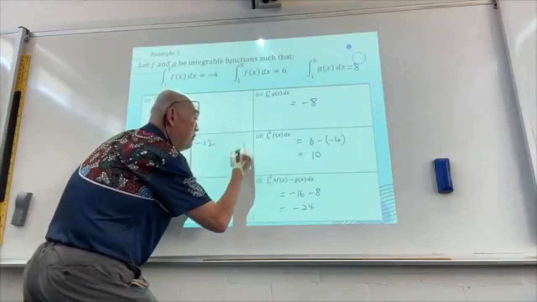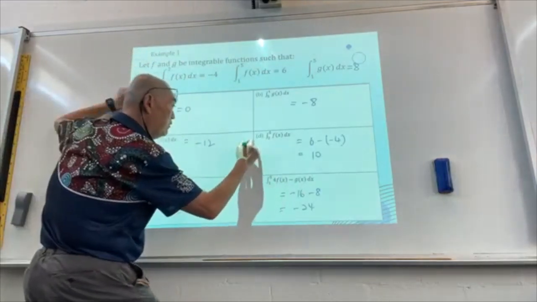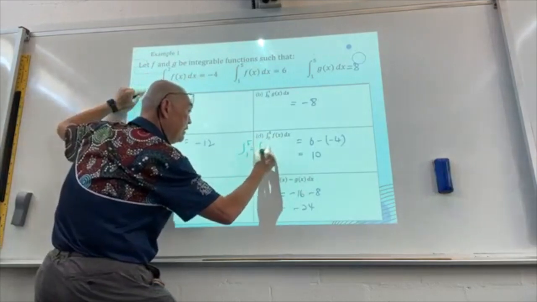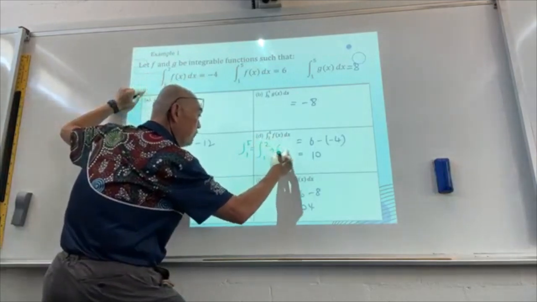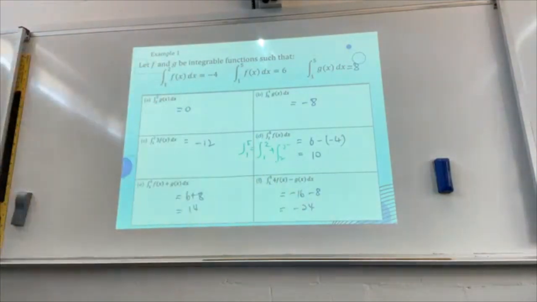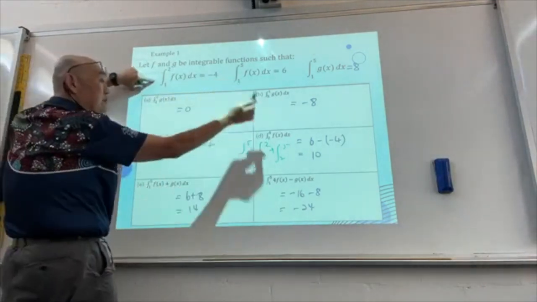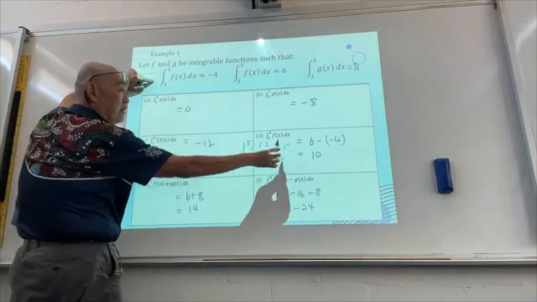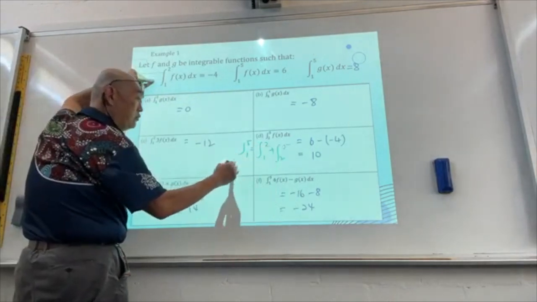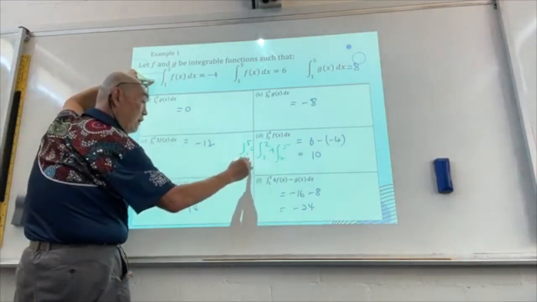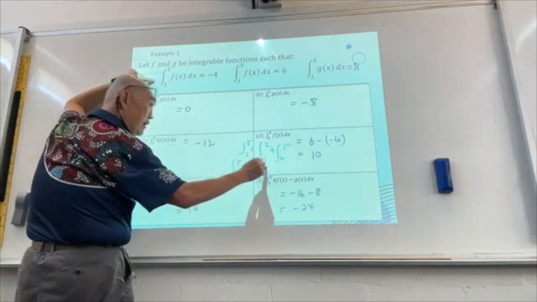I know that if I integrate 1 to 5, it's actually integrating 1 to 2 plus 2 to 5. Correct? So I could use these two pieces of information to solve that. But it's only one, eh? Alright. So the area of a triangle from 2 to 5 is therefore integrating 1 to 5, take away integrating 1 to 2.